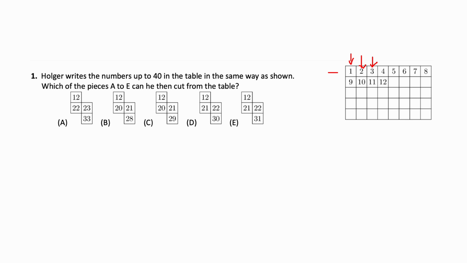20 and 21 are next to each other, and the difference is 1, and that fits the pattern across. There's a difference of 8 between 12 and 20. 21 is 8 less than 29. So these two also fit the pattern going down. So this one works.